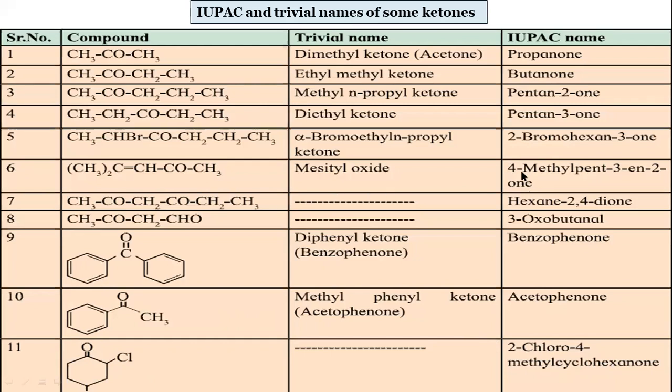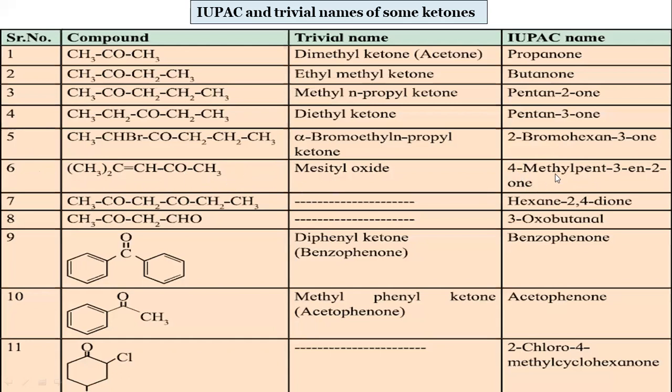We will discuss one example containing an alkene. See this one example, serial number 6. See this example number 6. This is 1, 2, 3, 4, 5 carbons are there. So it is a pentanone. 1, 2, 3, 4, 5. Yes. On the third carbon, 1, 2, 3, on the third carbon, a double bond is there.